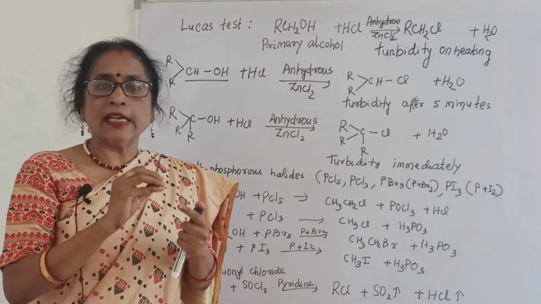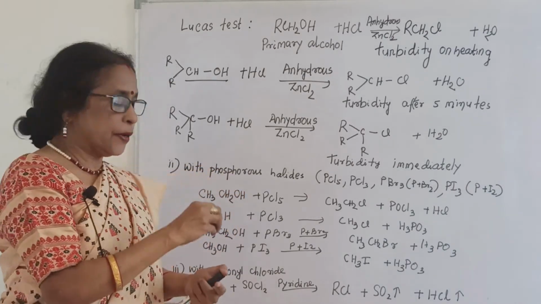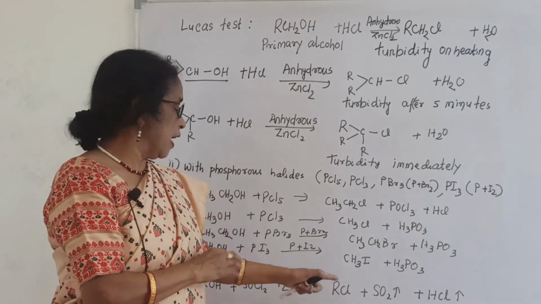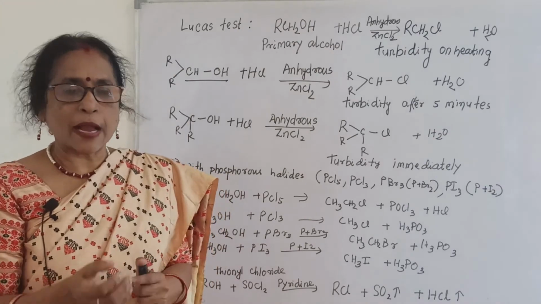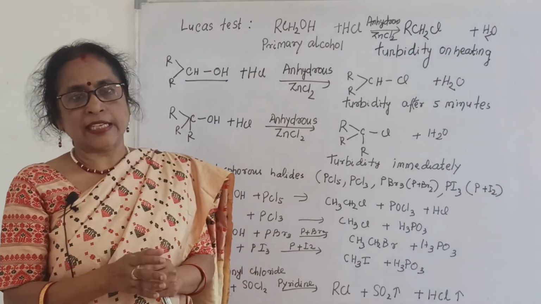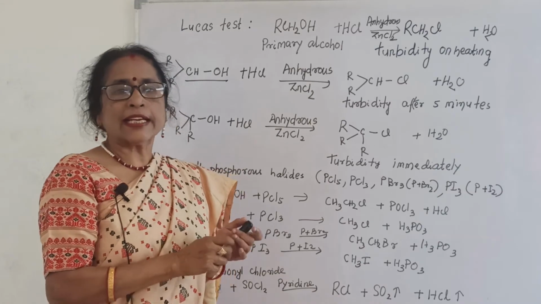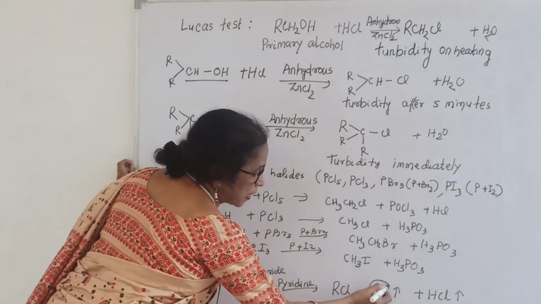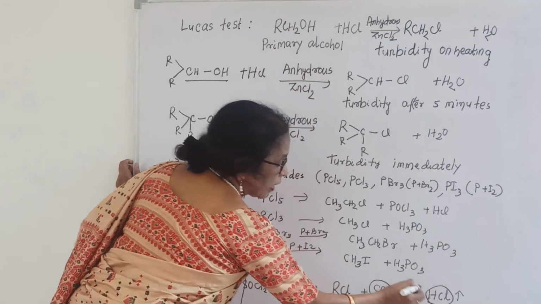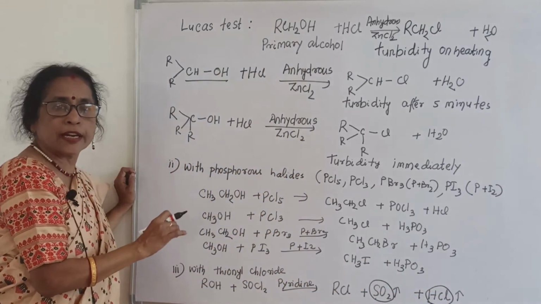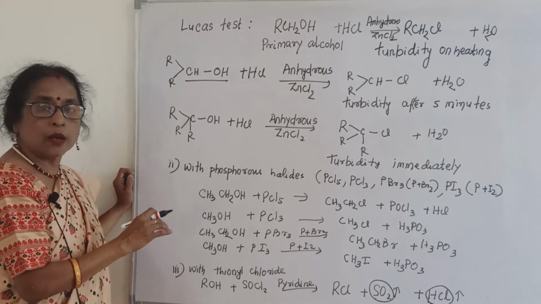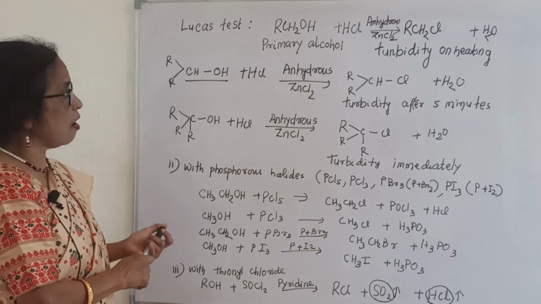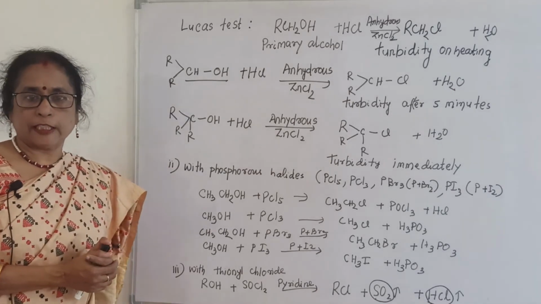That pure alkyl halide, how can we get? If you treat with thionyl chloride in the presence of pyridine, it gives haloalkane, and the byproducts SO2 and HCl are both gases. So they can be removed or separated easily, and so this method is very important to get a pure haloalkane. Next we will see other reactions involved in the chemical properties.